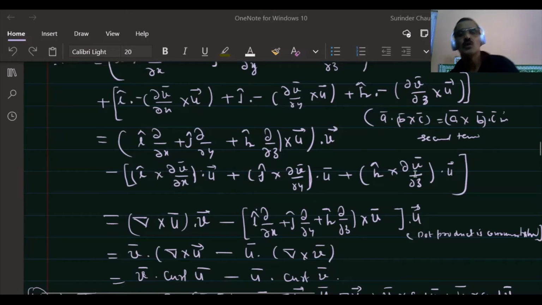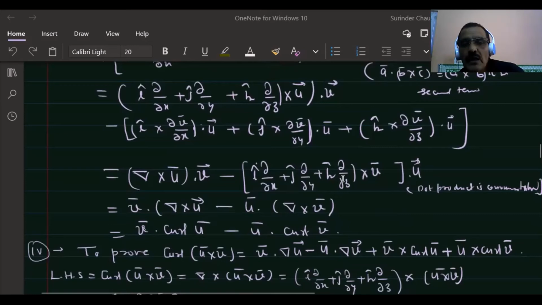Why did we do all this? We want to convert it to del operators. Iota partial derivative with respect to x cross v is common, plus j partial with respect to y cross v, plus k partial with respect to z cross v is common, and dot v is also common. So now this is del cross v dot u. This dot is commutative, so we can write it in a suitable form: v vector dot curl of u vector minus u vector dot curl of v vector.